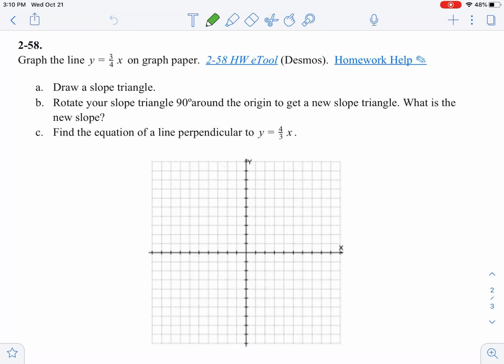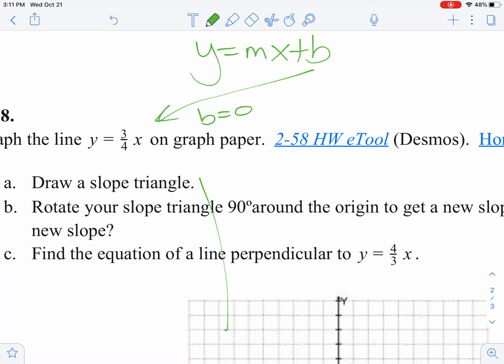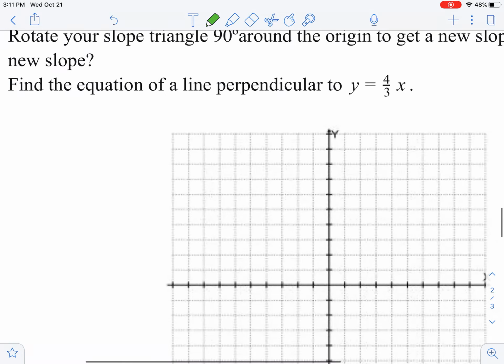So for number 58 for the homework, we want to graph the line y equals 3/4 x on graph paper. So let's do that first. There is no b value. So typically we have the equation in y equals mx plus b form, but there is no b, so b is equal to 0. So I'm going to plot that point at the origin.